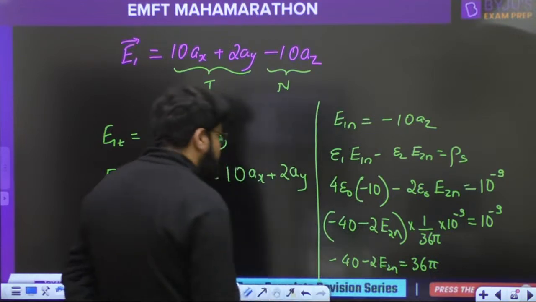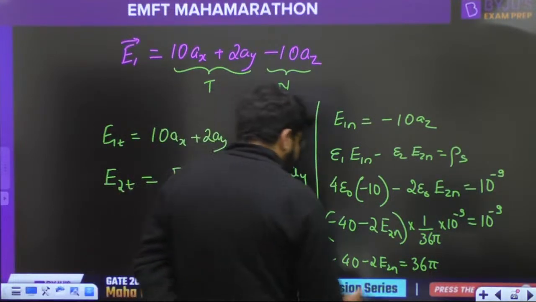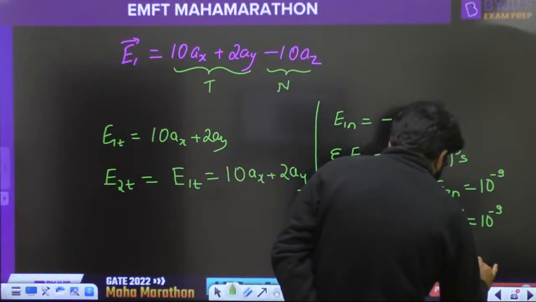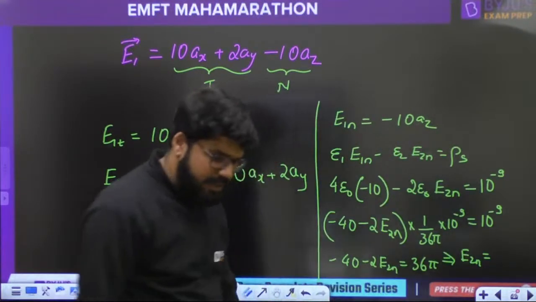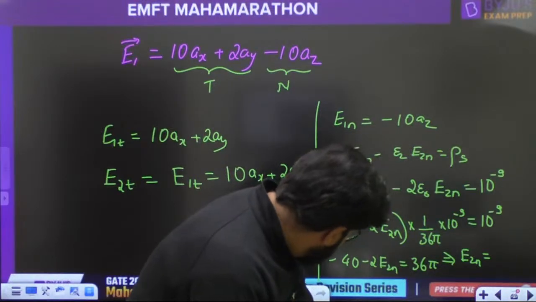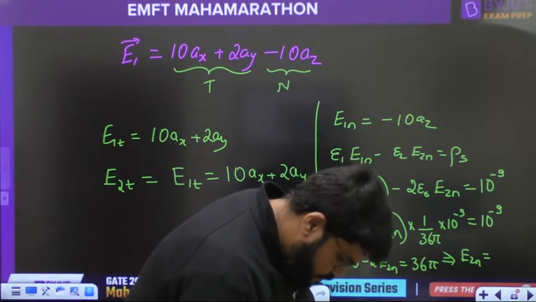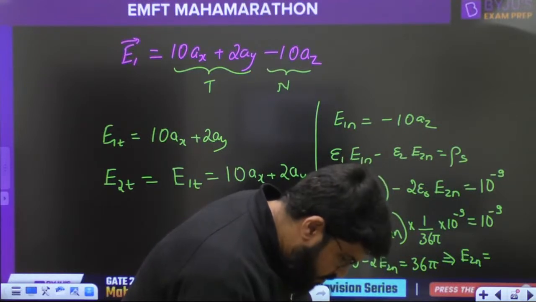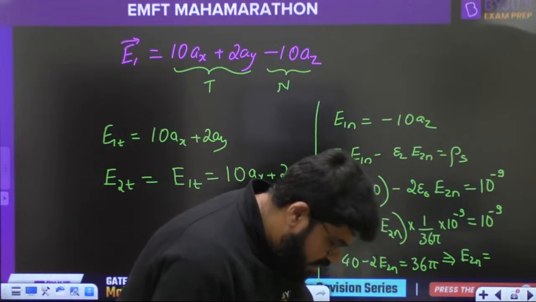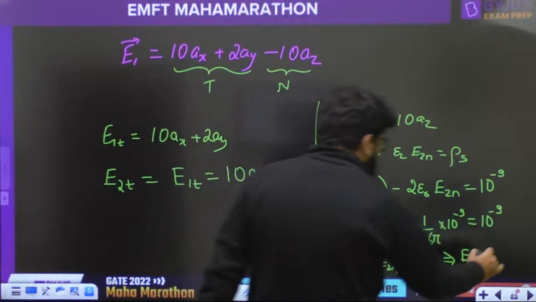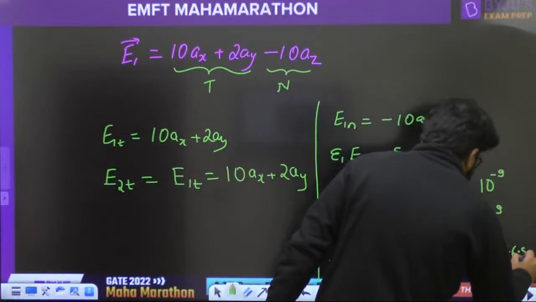So from here we can calculate the value of E2N. What should be the value of E2N? Calculate and tell me the answer. That should be divided by 2. So minus 76.5. Right, minus 76.5.